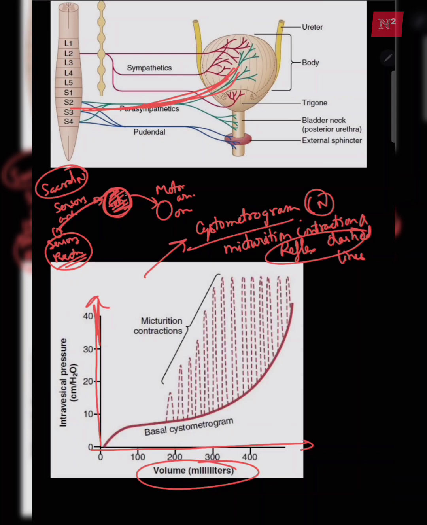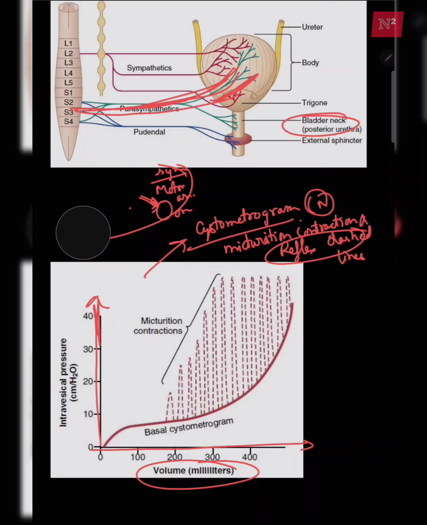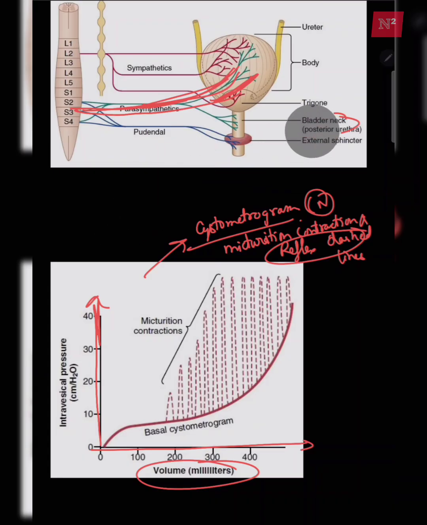Now from the spinal cord, the motor arc consists of the parasympathetic fibers, which are again going back to the same target organs, that is the body of the urinary bladder, specifically the detrusor and the posterior urethra. Now this is the reflex arc which comes into play in the urinary bladder.